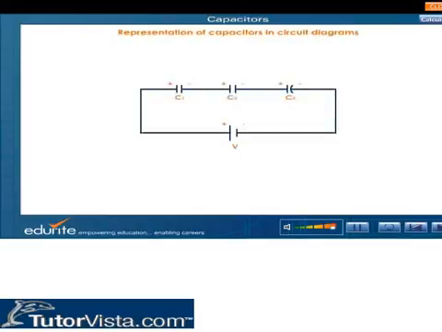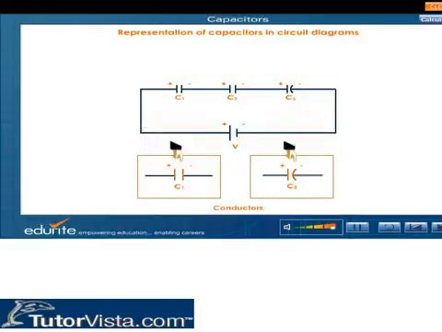Representation of capacitors in circuit diagrams. In circuit diagrams, a capacitor is represented by either of these symbols. In either symbol, the vertical lines, straight or curved, represent the conductors and the horizontal lines represent wires connected to either conductor.